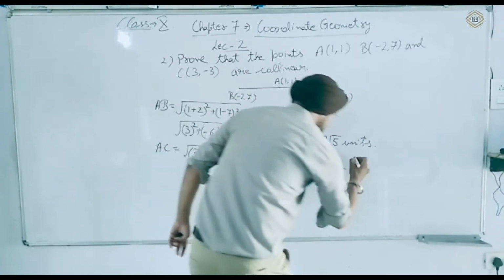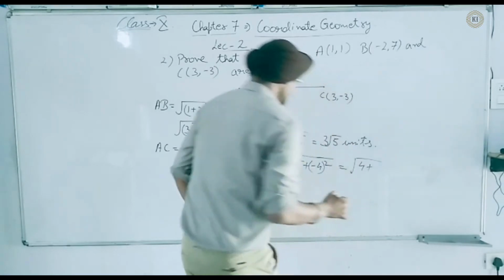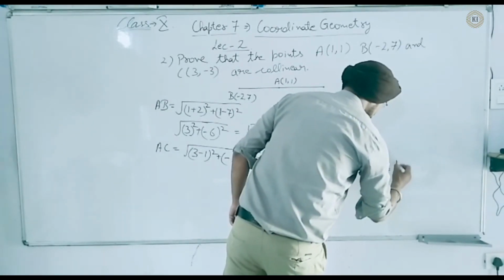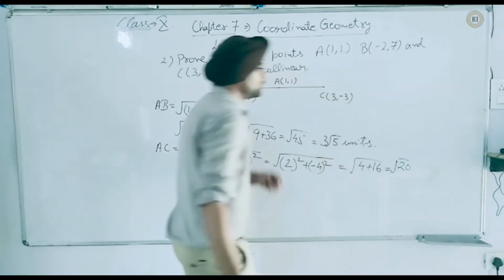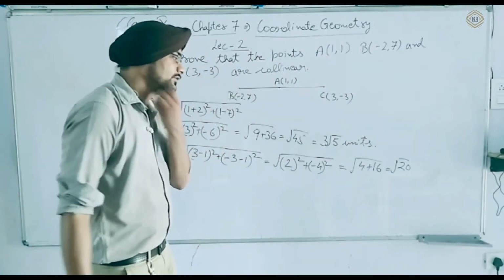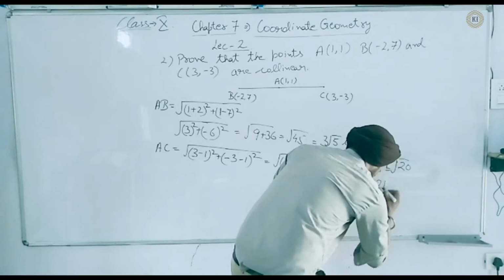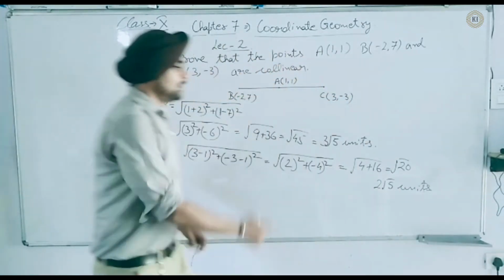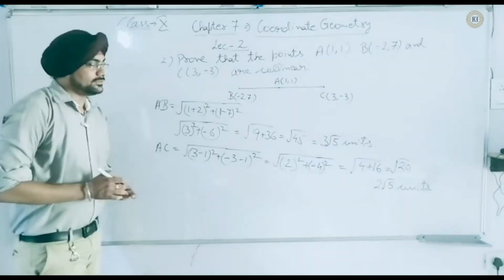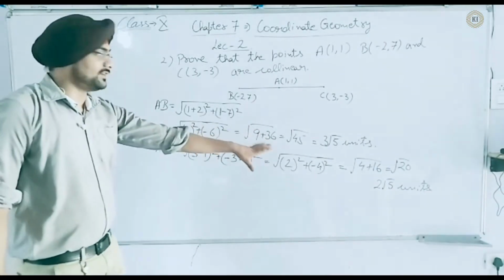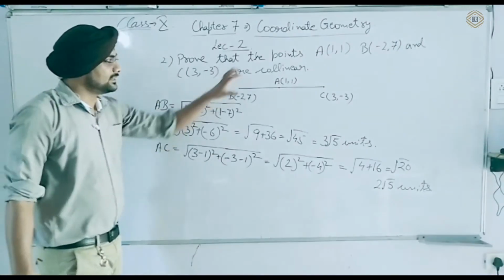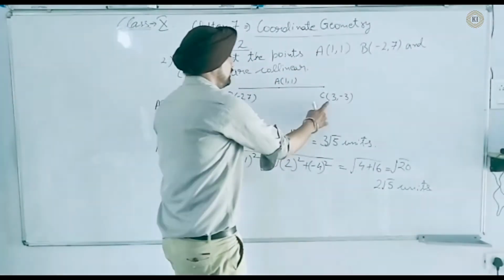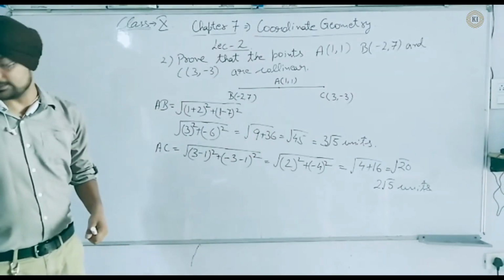So now 2 square is 4, plus minus 4 square will be 16. It will come root 20. So root 20 we can write here as 2 root 5 units. So root 20 is 2 root 5 and root 45 is 3 root 5. So we have taken out AB and AC. Now we take out the value of BC, this total length.